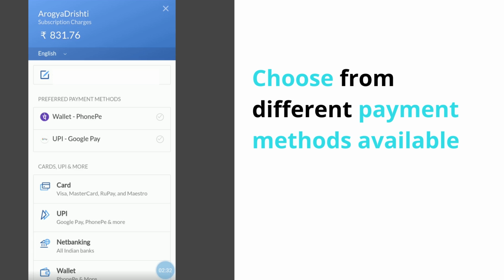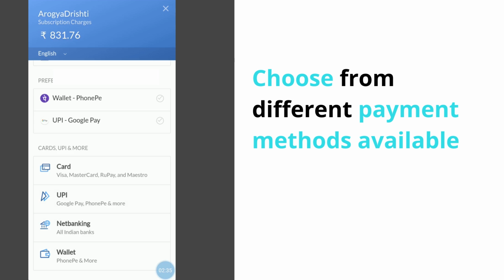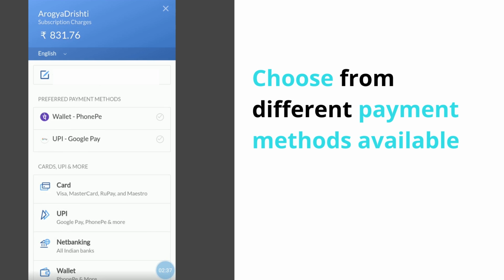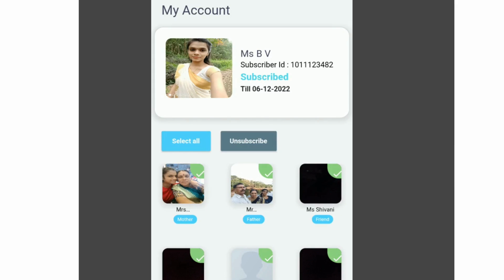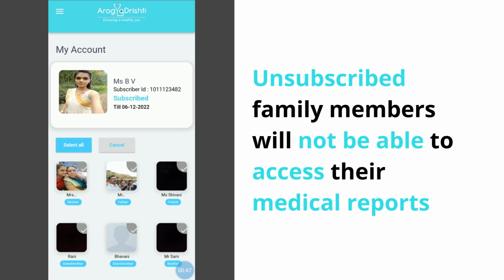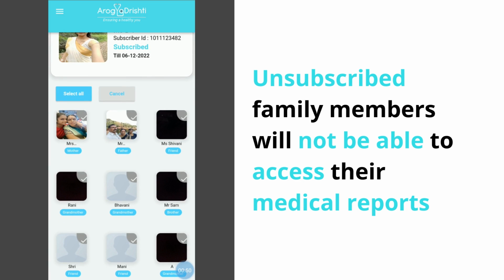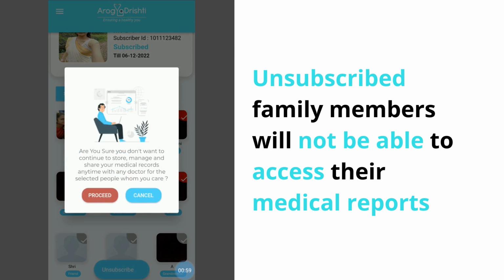Once you confirm and pay, you can see these different methods of payment and you can select any one of your choice. So once you select that, you can click on this pay button and complete your payment. Once you have made a successful payment, your family member will be subscribed. Now, if you want to unsubscribe any of your family member, you can do so by clicking on this unsubscribe button here. Once you click on the button, then you can go ahead and select the family members that you want to unsubscribe by clicking on the tick button and click on unsubscribe.